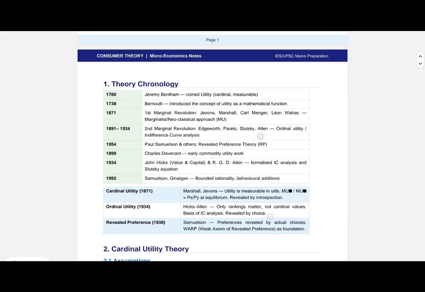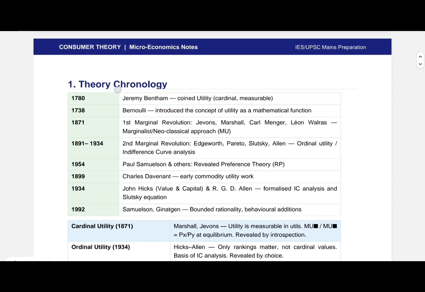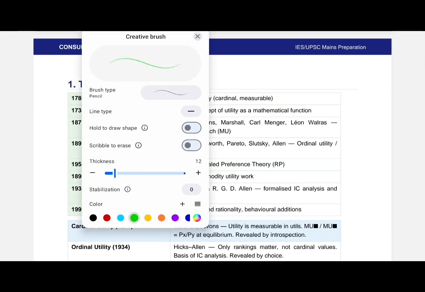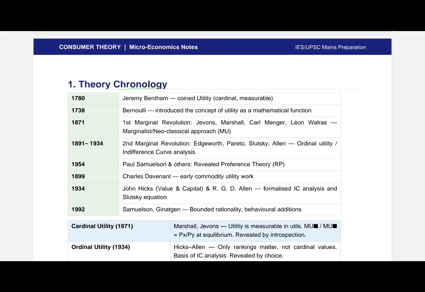Let's start with the chronological order given. This is the chronological order for the consumer theory. Who gave the first thing and all about this? In 1978, Jeremy Bentham coined the utility, which is cardinal in nature and which is measurable. In 1738, Bernoulli introduced the concept of it as a mathematical function, but who coined the term utility? It is Jeremy Bentham.